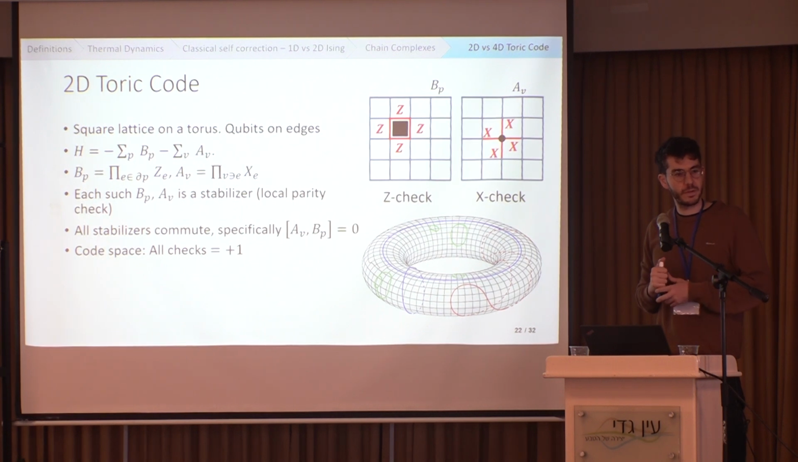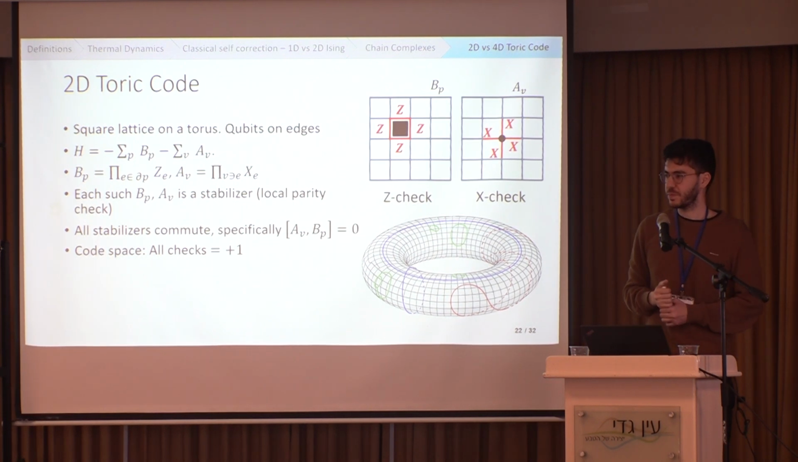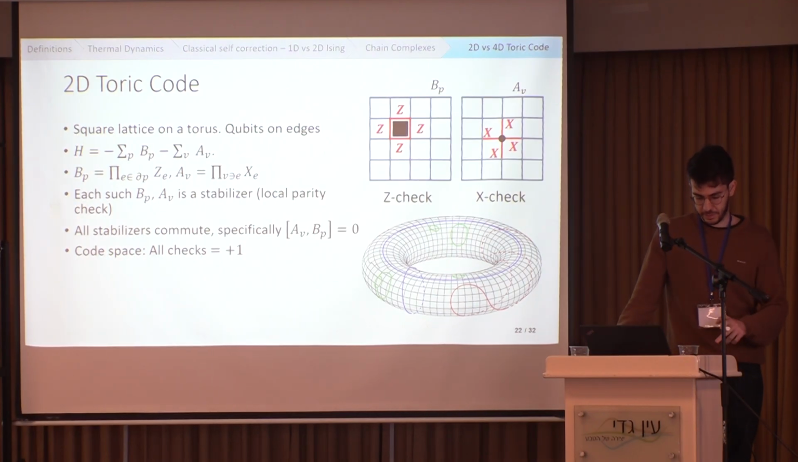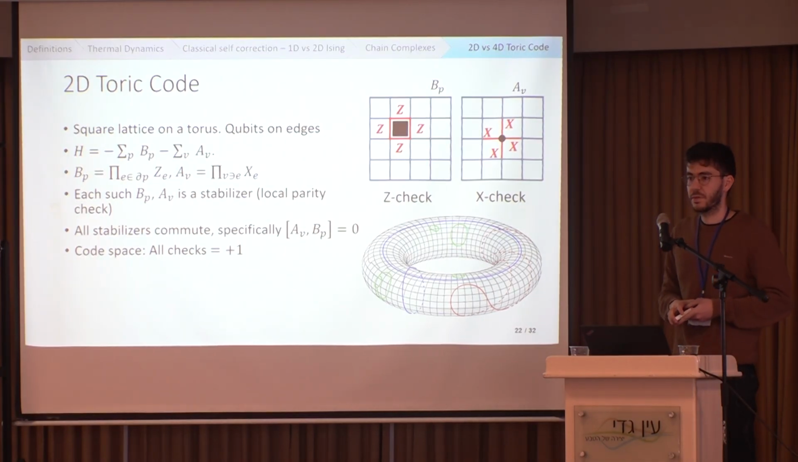Qubits sit on the edges. Okay? Now you add what Nadav calls checks, and for each vertex, for each plaquette, there is a check. I was just confused because in the previous transparency the bits were sitting on vertices, and now they are sitting on the edge. Right.